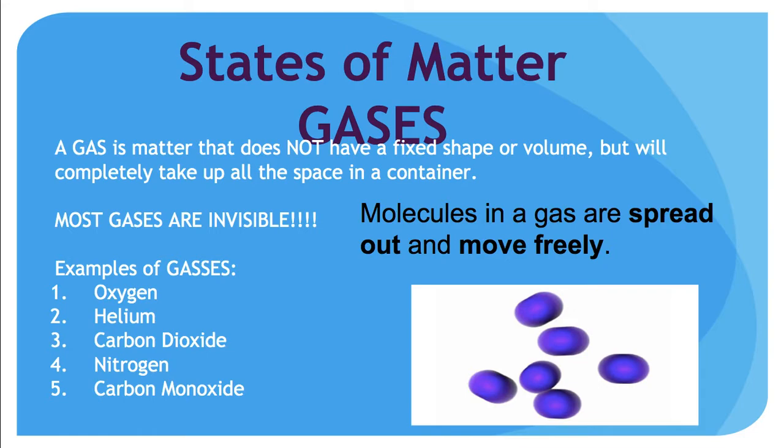Our last state of matter is a gas. A gas is matter that does not have a fixed shape or volume, but it completely takes up all the space inside of a container. Most gases we can't even see, they're invisible. The molecules in a gas are spread very widely and they move freely past each other. They move very fast. Examples of gases are oxygen, helium, carbon dioxide, nitrogen, and carbon monoxide.